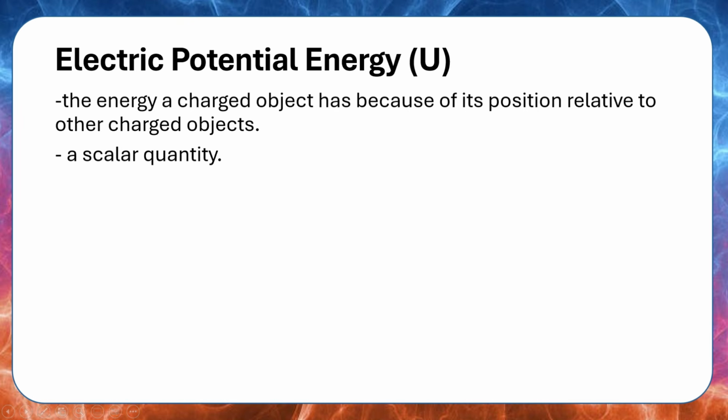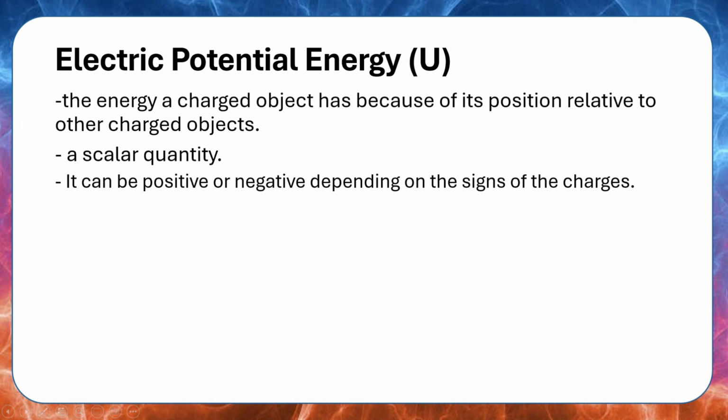Electric potential energy is a scalar quantity. It means this is just talking about magnitude. It can be positive or negative depending on the signs of the charges, and it uses this formula: U, which is the potential energy, equals k times Q1 times Q2, which are charge 1 and charge 2, over r, the distance between the two charges.